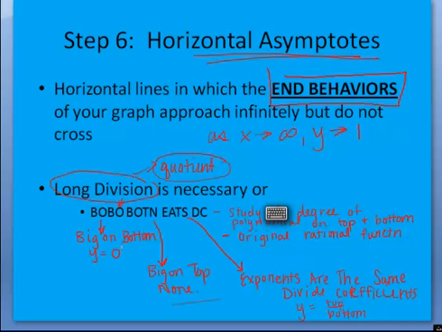Bobo stands for big on bottom, y is 0. Botan is big on top, there is going to be none. E to C is exponents are the same, divide coefficients.